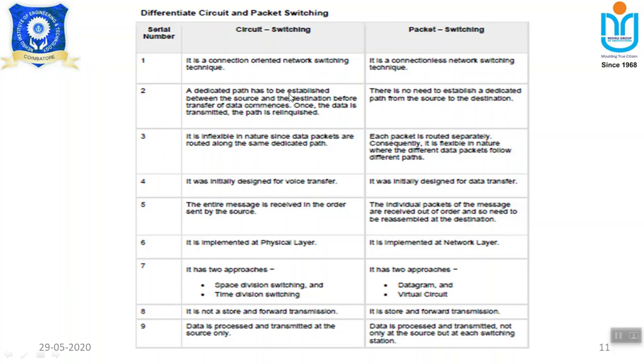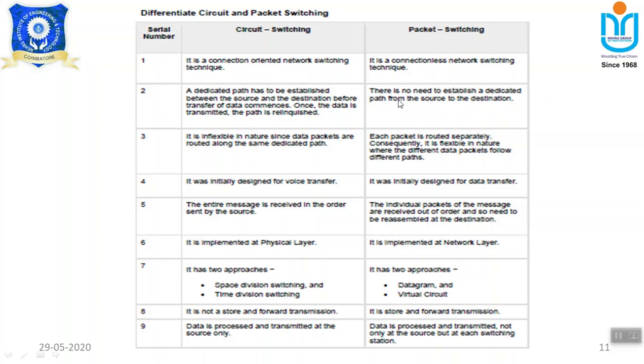In circuit switching, a dedicated path has to be established between source and destination before transfer of data commences. Once the data is transmitted, the path is relinquished, so disconnection will take place. Once data communication is over, the dedicated path will be in an inactive state. But in packet switching, there is no need to establish a dedicated path from source to destination. There is no dedicated path as far as packet switching is concerned.